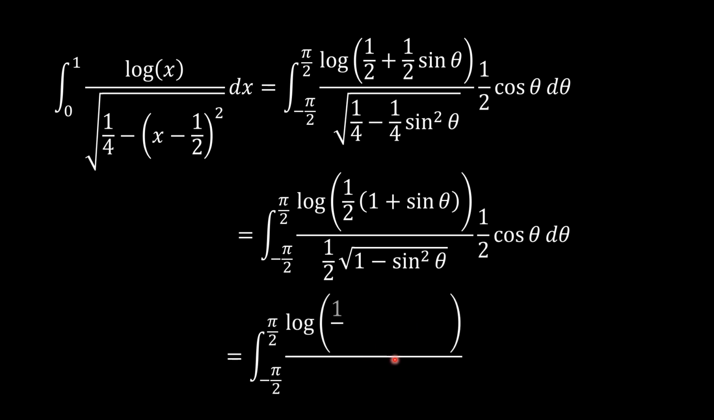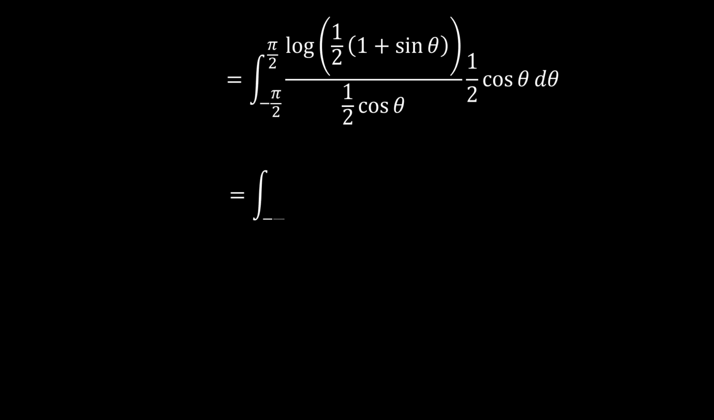So eventually we are going to have a very straightforward expression. But before that, let's just write everything down. So we have half cosine theta here, and we have a half cosine theta, and these divide with one another so that we no longer have a fraction, right? So we now have an integral from theta equals negative pi over 2 to theta equals pi over 2 of the natural log of half times 1 plus sine theta.